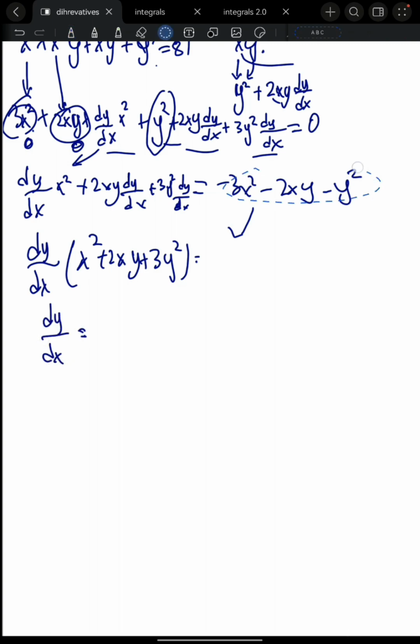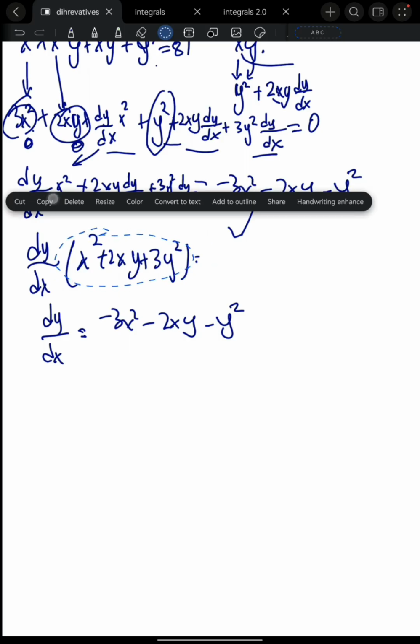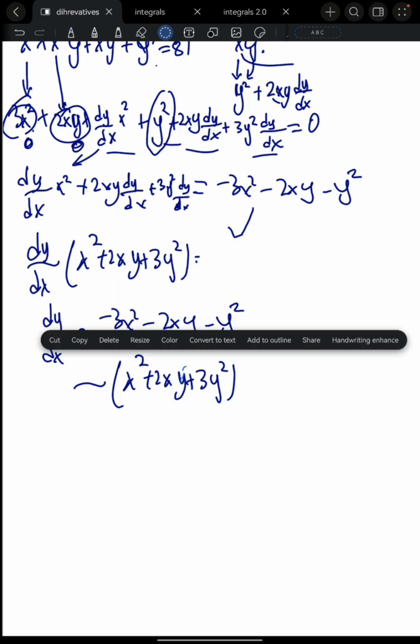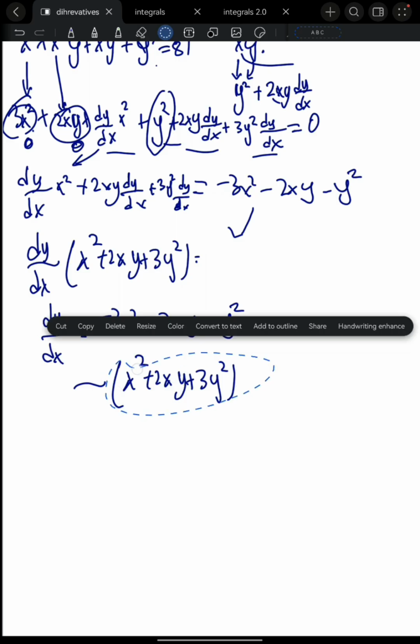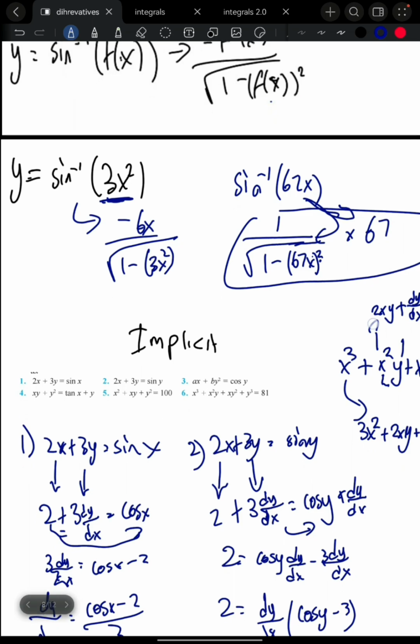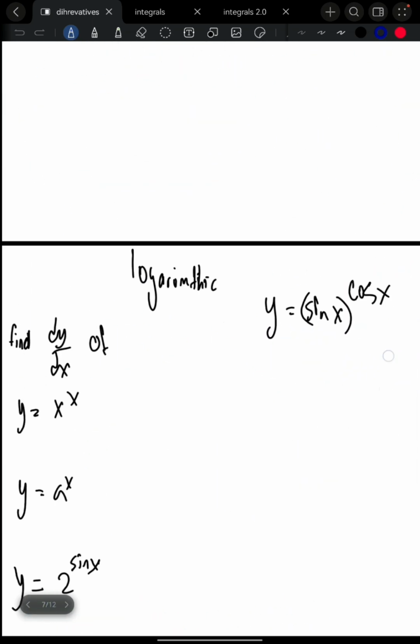I'm too lazy. I'm just going to copy paste this. Copy, paste. Wait, no. Copy, paste. Oh, this is why you shouldn't cheat in life. I guess this, and then boom, that's the answer, I think. I'm tired, bro. Let's go to logarithmic.